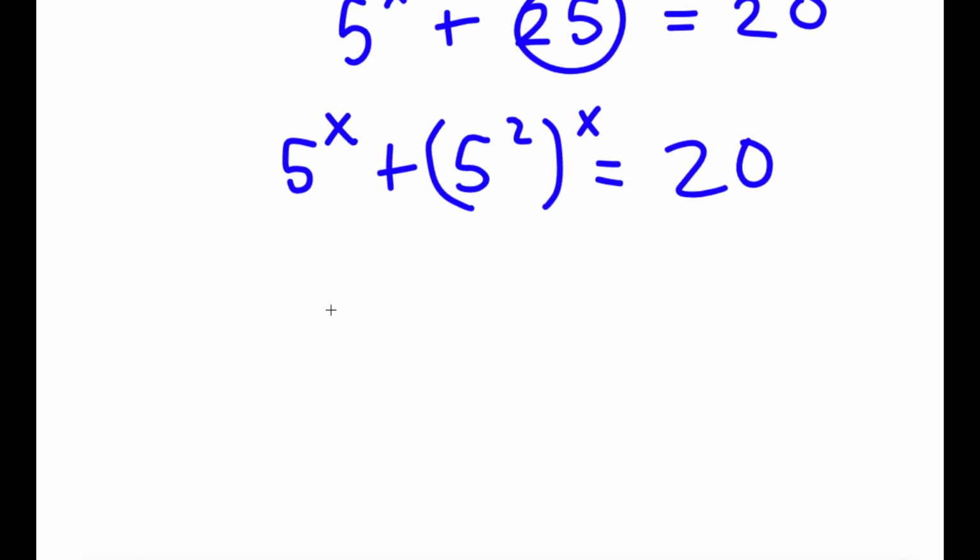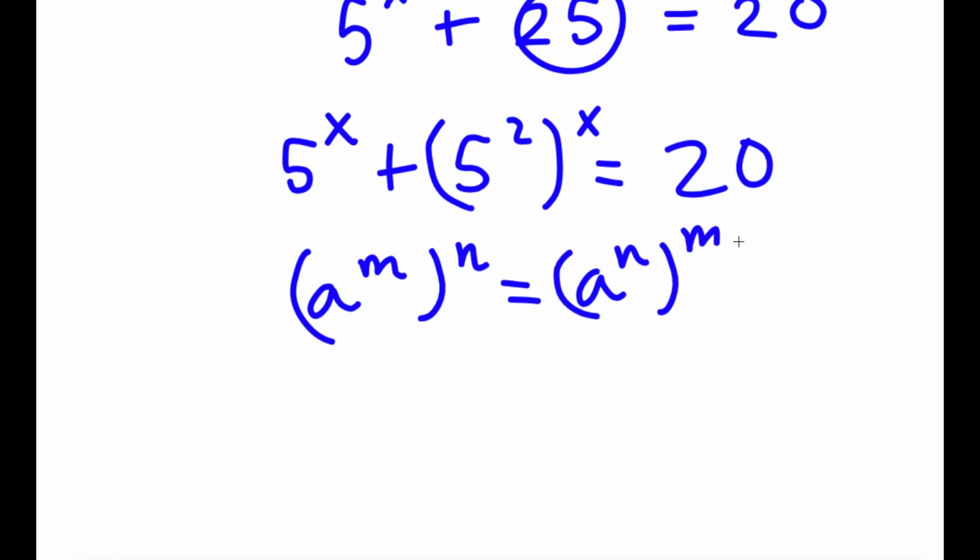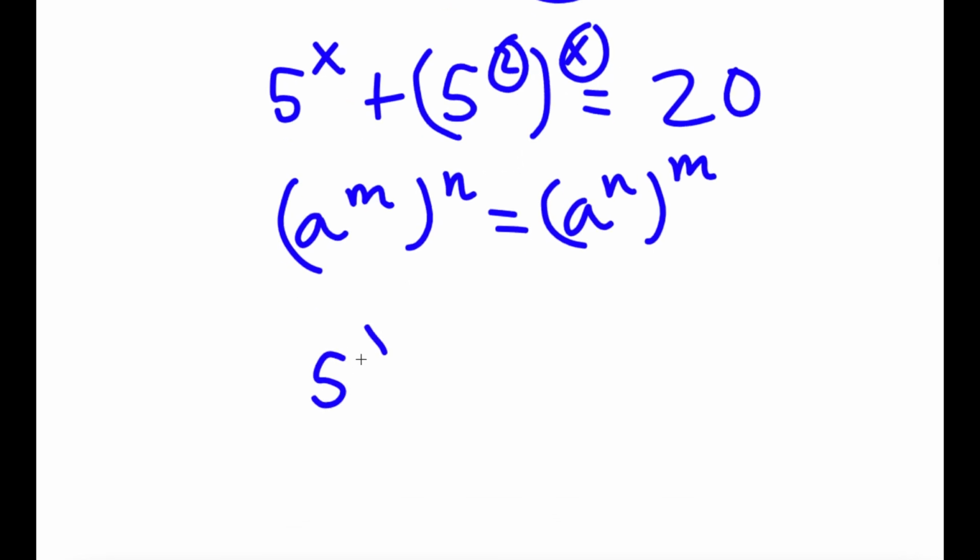Now, if I have something in the form a to the power of m to the power of n, this is the same thing as a to the power of n to the power of m. So 5 to the power of 2 to the power of x, I can switch the places of 2 and x. So now I have 5 to the power of x plus 5 to the power of x squared is equal to 20.